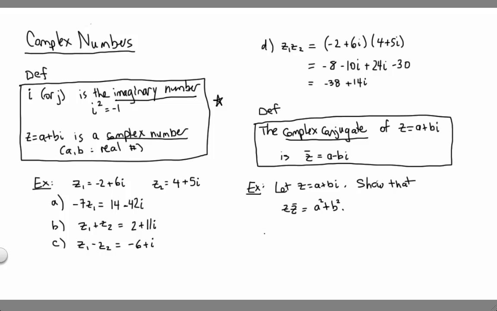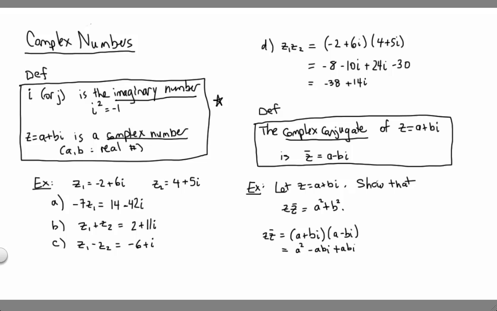All right, so to show that, let's start with z times its complex conjugate. By the way we've defined these things, z is a plus bi, and by definition, the complex conjugate of z is a minus bi. So let's try foiling this out and see what we get. We'd have a squared minus abi plus abi. And then for the last terms here, we'd have minus b squared times i squared.